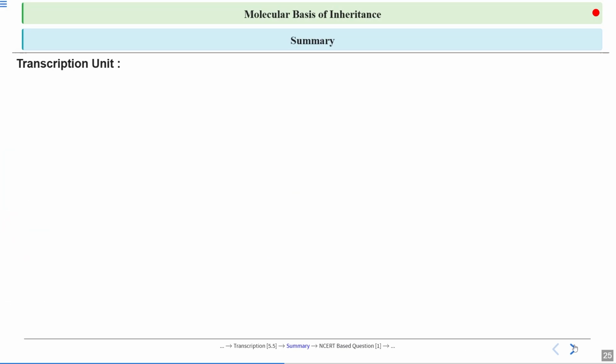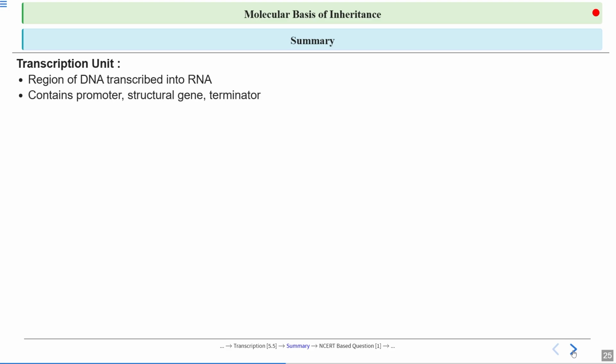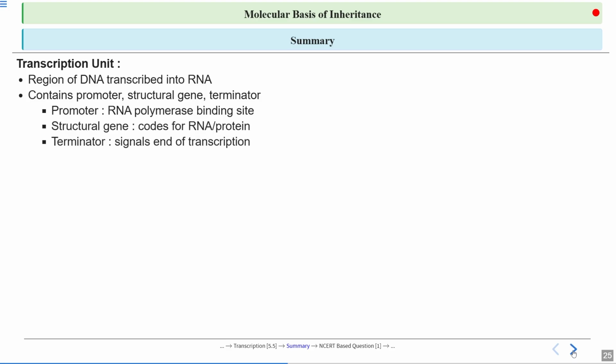So what was today's class summary? The region of DNA transcribed to RNA contains a promoter, structural gene and terminator. This whole is what we call a transcriptional unit. Promoter is the site where RNA polymerase will bind. Structural gene codes for RNA or protein. Terminator is the signal which tells us, okay, now it is the end of transcription.